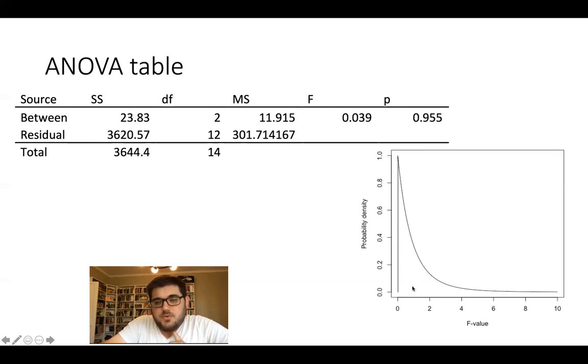Same logic as before. Basically, the probability of observing an F this small when you assume the null hypothesis is true is about 95.5%. It's very likely. So you can't really assume the null hypothesis is false, because your data are very likely, a 95.5% likelihood that you'd observe this data when you assume the null hypothesis is true. So we can't reject the null hypothesis with this data.